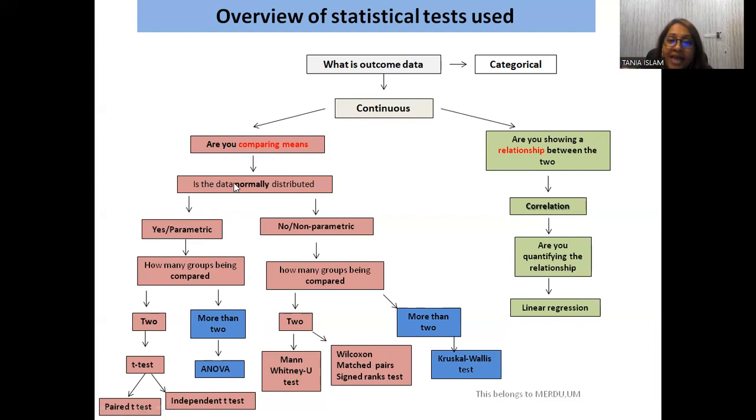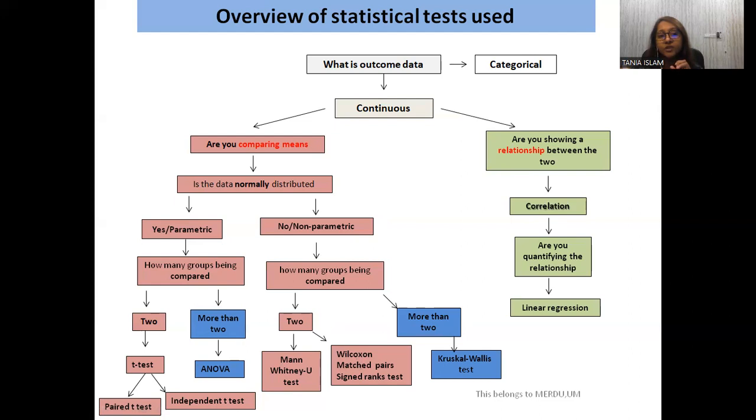That is if data is normally distributed. But if data is not normally distributed, how are you going to compare? Then for our statistical analysis, we choose differently. If two groups, we choose the Mann-Whitney test, and the Wilcoxon matched-pair signed-rank test, which is for the paired one, like the same people before and after.